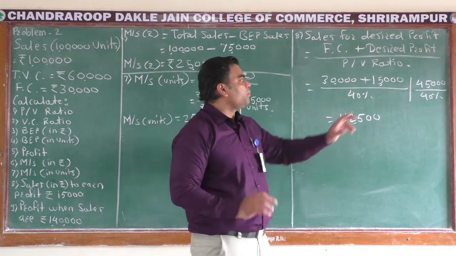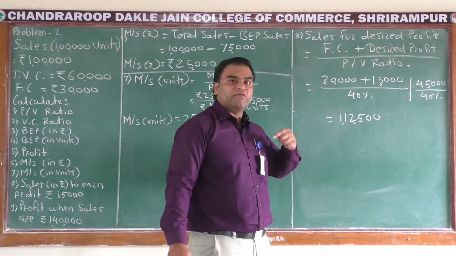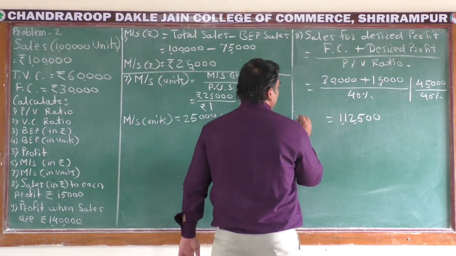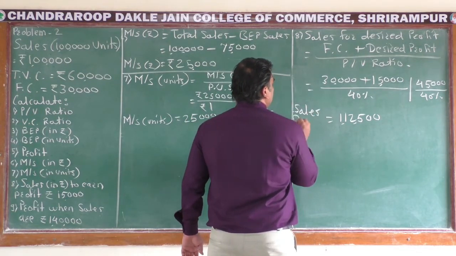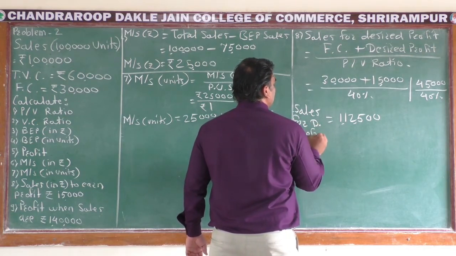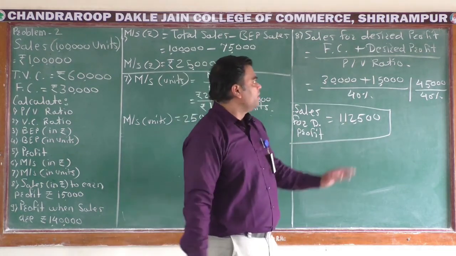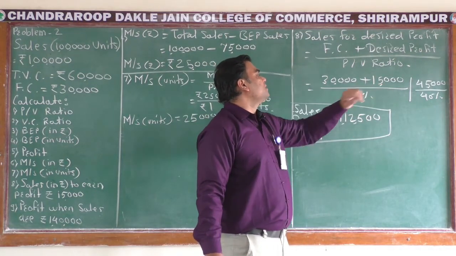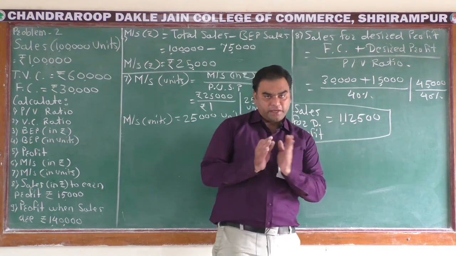Means to earn profit rupees 15,000, how much amount of sales will we have to generate? Rupees 1,12,500. Sales for desired profit is equal to 1,12,500. Means to earn profit rupees 15,000, how much sales will the company have to generate? 1,12,500. How?